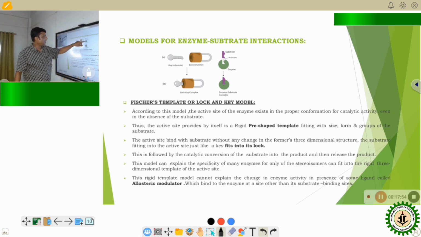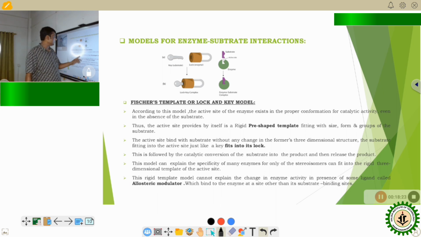specific one. Similarly, as we know that substrate binds at the active site, this active site is in a pre-rigid form, no changes. So a specific substrate comes and binds with that. As in a lock, there is no option to change its configuration. That's not possible. Similarly here also. So the specific key fits inside that, and in a similar way, the enzyme substrate complex is formed.